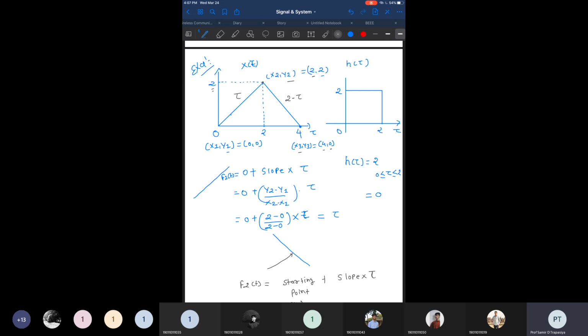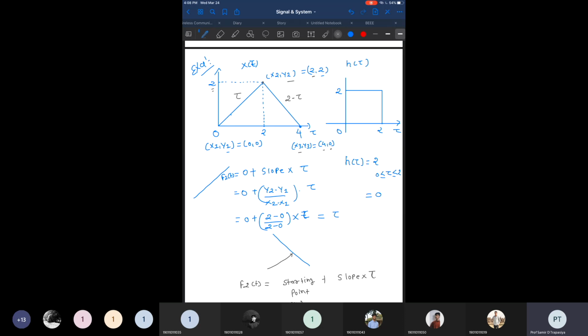So we have two functions over here, and that's why this example becomes complex, because whenever we start to move h of tau inside x of tau, then at some moments, whenever it overlaps anywhere between 0 and 2, you can consider the function as tau.